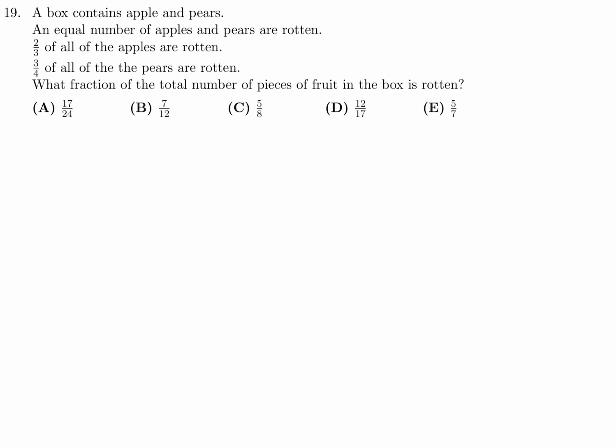A box contains apples and pears. An equal number of apples and pears are rotten. 2/3 of all the apples are rotten. 3/4 of all the pears are rotten. What fraction of the total number of pieces of fruit in the box is rotten?